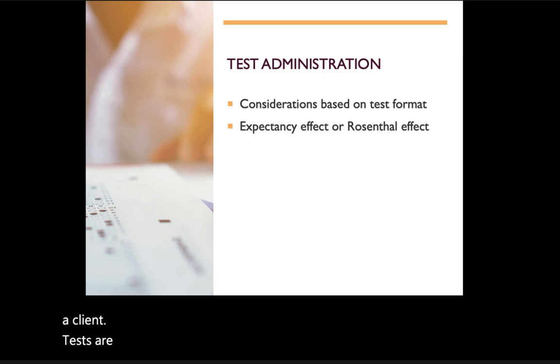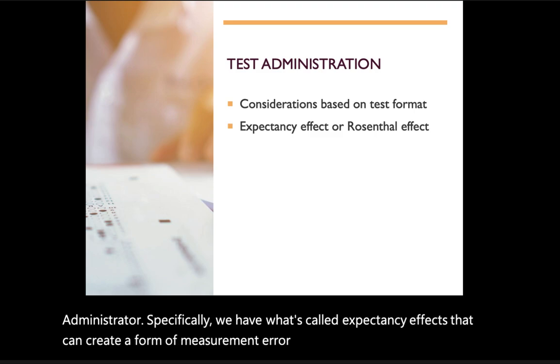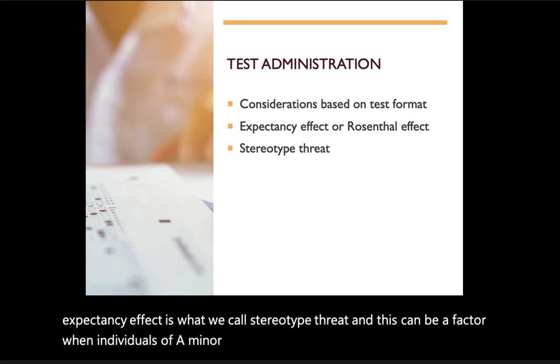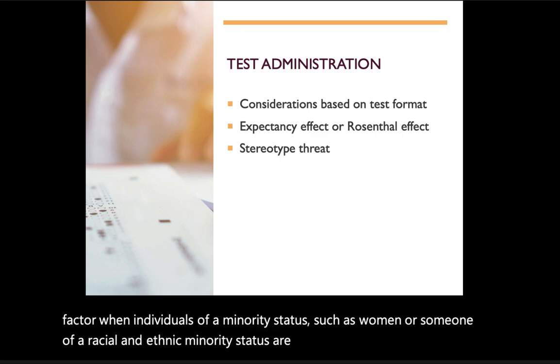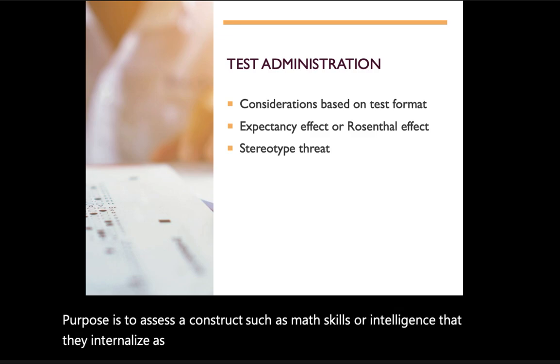Tests are also subject to error on the part of the test administrator. Specifically, we have what's called expectancy effects that can create a form of measurement error. One specific example of an expectancy effect is what we call stereotype threat. And this can be a factor when individuals of a minority status, such as women or someone of a racial and ethnic minority status, are instructed that a test's purpose is to assess a construct, such as math skills or intelligence, that they internalize as lacking in themselves.